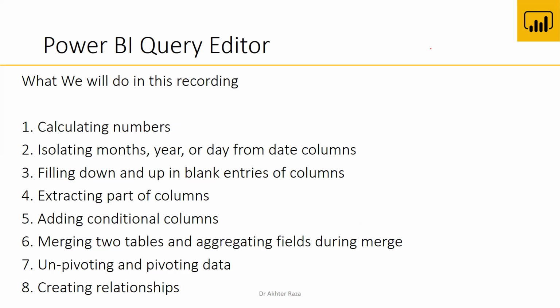Our discussion today is about how to calculate the numbers. Suppose a column is given to you and we want to calculate all the entries in that column. That can be done in the Power BI query editor. How can we isolate the month, year, and date from the date column? If some of the numbers are blank in a column, then fill down and fill up. These are the two options that can be done in the Power BI query editor.